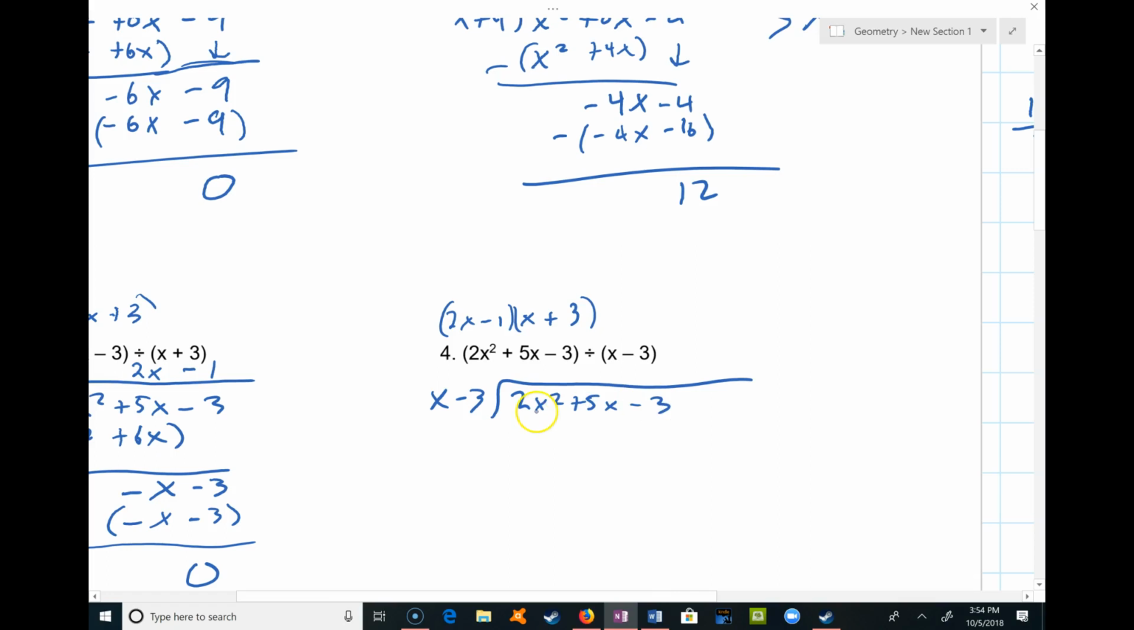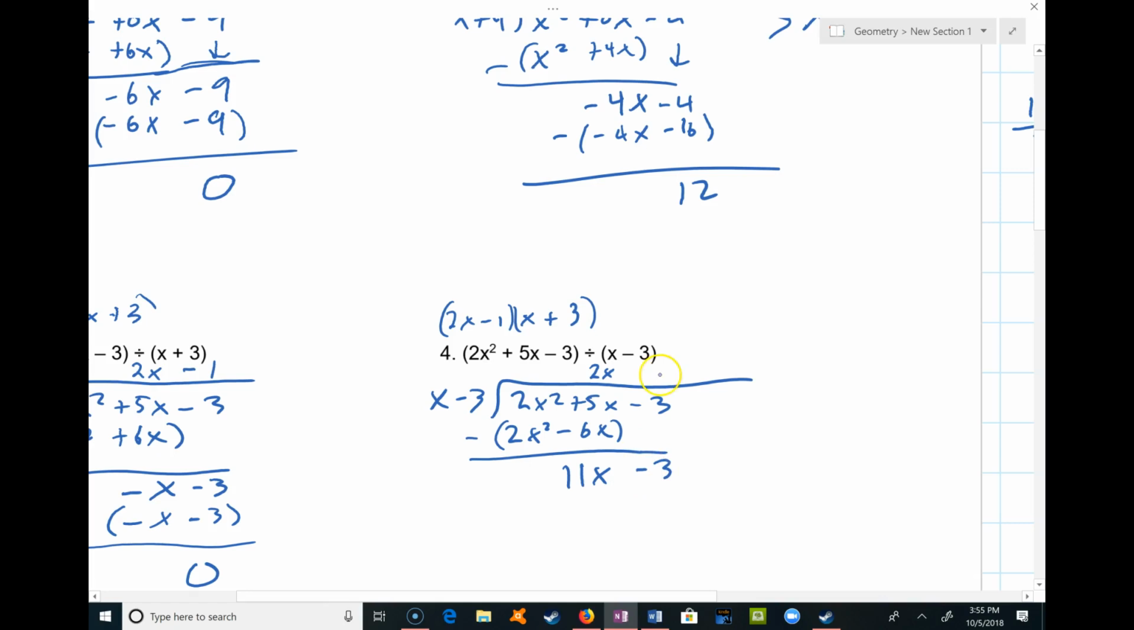So what times x is 2x squared? That would be 2x. 2x times x is 2x squared. And 2x times negative 3 is negative 6x. I subtract the whole thing. 2x squared minus 2x squared is none. 5x minus a negative 6x would be 11x. Bring down the negative 3.